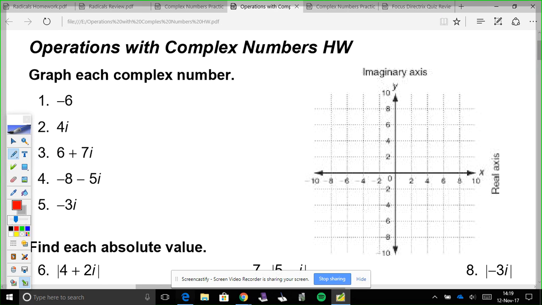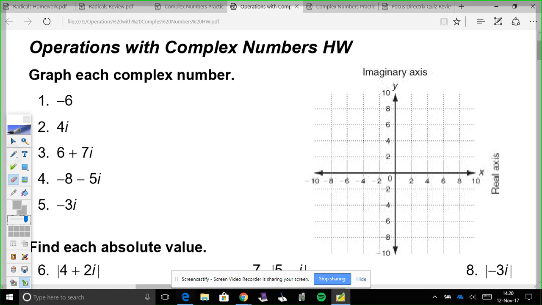All right, so graph each complex number. This is pretty easy. So the complex graph that we have, there's a real axis, which is essentially our x-axis, right? And then we also have an imaginary axis, which is technically our y-axis. So we're going to plot these. We're going to plot the real numbers following the real axis, and then the imaginary numbers will follow the imaginary axis. Okay.